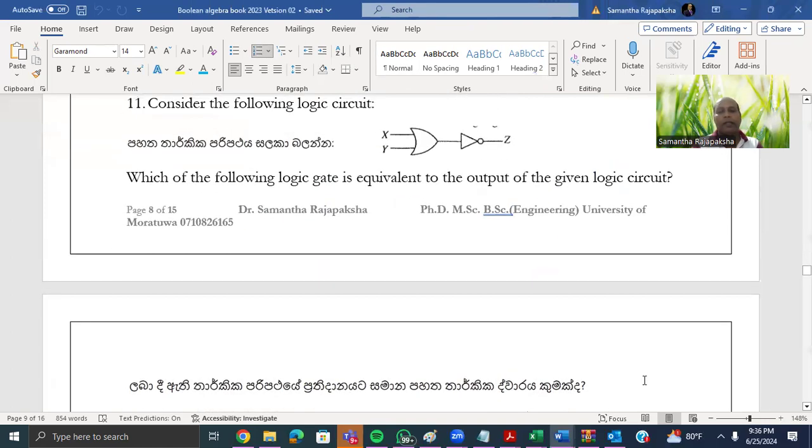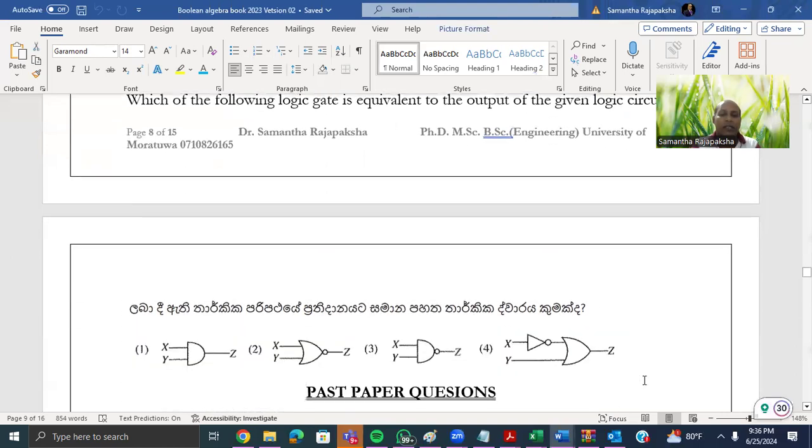Then this one is, I think, a bit easier. That is NOR. NOR means NOR gate. The NOR gate is actually this one.